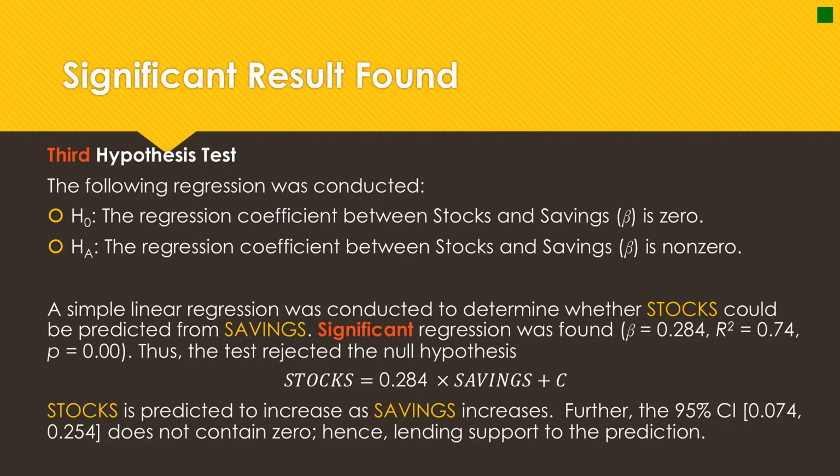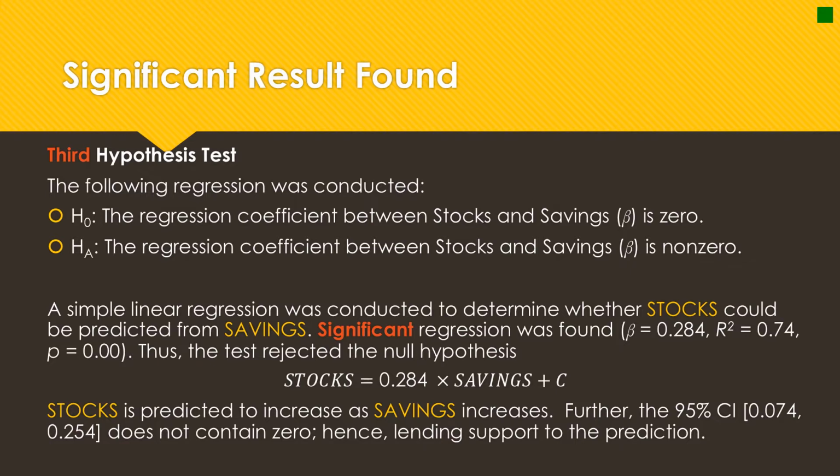So we again put in our values, we again open the linear regression window, and we change our dependent and independent variables. Now we have put stocks in the dependent column and savings in the independent column. We clicked OK and found that a significant regression was found because the beta value is 0.284, which is positive. To know whether the independent variable affects the dependent variable, we have to see the p-value.